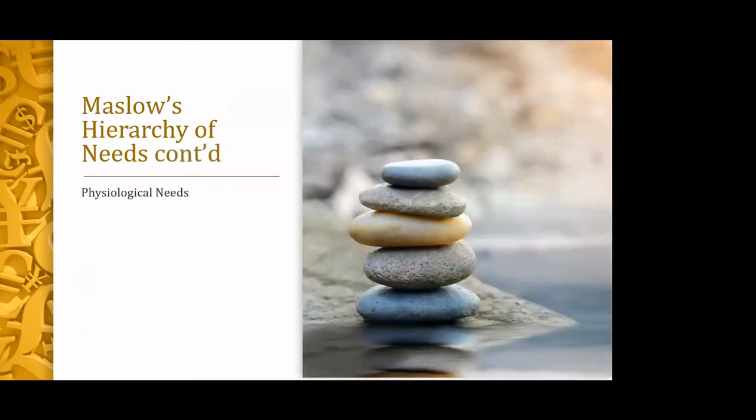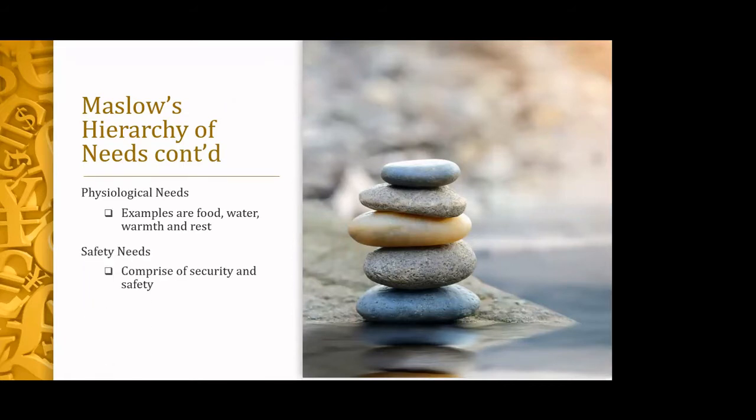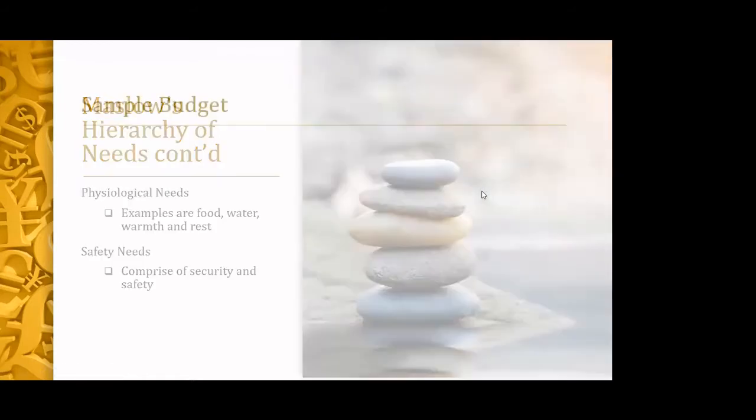Let's look at our physiological needs. That comprise of food, water, warmth, and rest. Our safety needs comprise of our safety and our security. You want to be home where it's safe. You don't have to worry about anyone breaking into your house. You don't want to feel vulnerable. You want to ensure that you have all those things that you need to be safe and cover everything that you need on a daily basis.